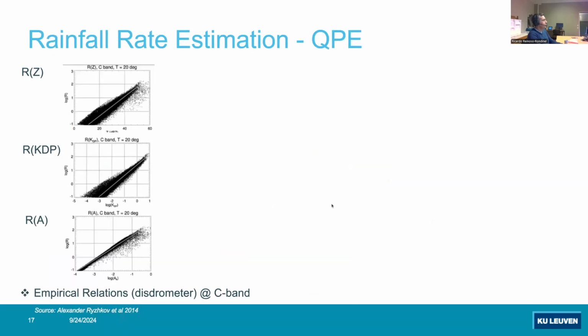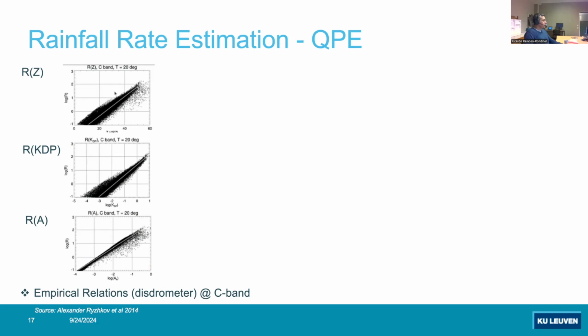mostly the most interesting application for the community, for the OpenSense community, is to estimate how much precipitation falls to the ground. And then you have, for example, on the left panel, different empirical relations obtained from the disdrometer time series. So using this disdrometer, you simulate variables like reflectivity, differential reflectivity, KDP, or specific attenuation, as well as rainfall rate, you could obtain a very nice scatter plot, and you could fit these empirical relations to derive rainfall rate from these variables.